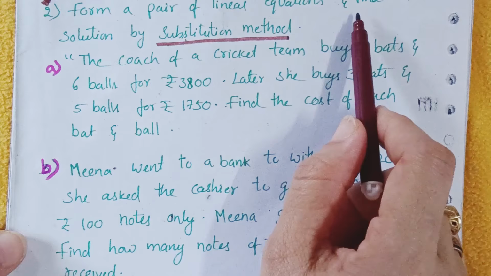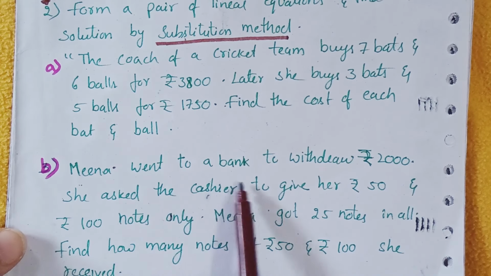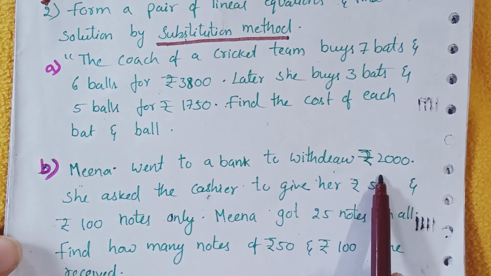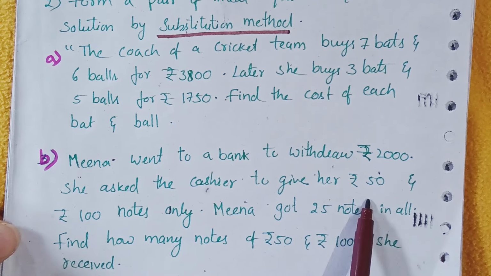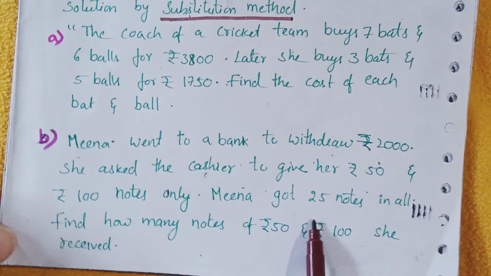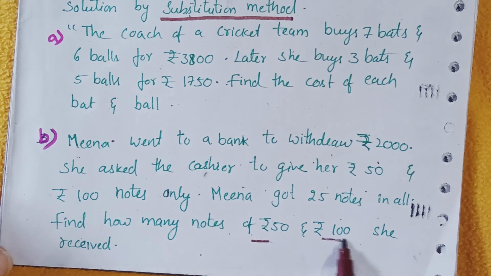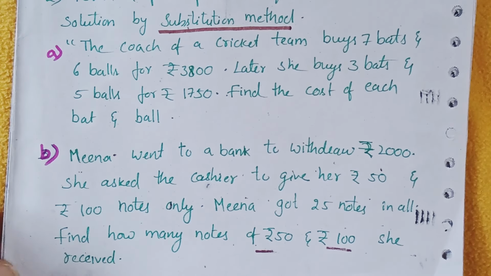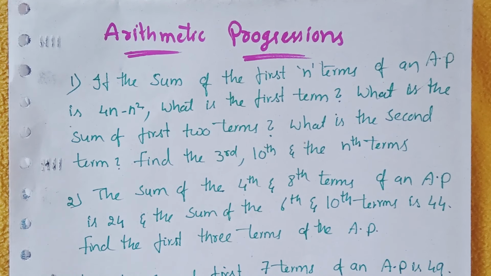Next, second question will be same. Form the pair of linear equations and find the solution by substitution method. So Meena went to a bank to withdraw rupees 2,000. She asked the cashier to give her rupees 50 and rupees 100 notes only. Meena got 25 notes in all. Find how many notes of rupees 50 and rupees 100 she received. Got it? Only these 2 questions are there from this chapter. Okay, let's move on to the next chapter, that is arithmetic progressions.